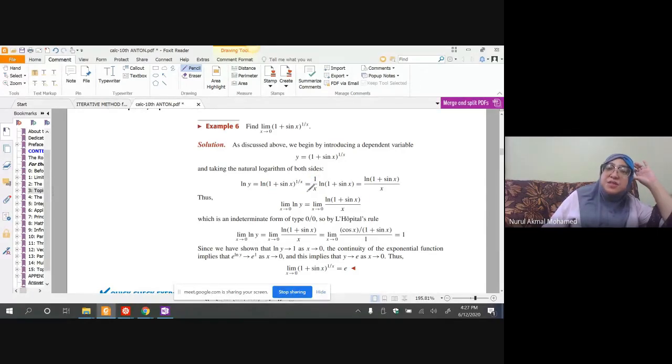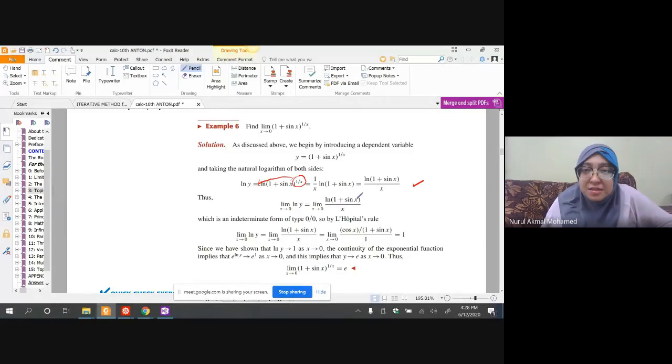Then you use the properties of the logarithmic function. So the exponent can be brought in front of the ln. So 1 over x times ln of 1 plus sine x. Now it is in terms of a rational function. Then you take the limit as x tends to 0 on both sides, so ln of 1 plus sine x, divided by x.